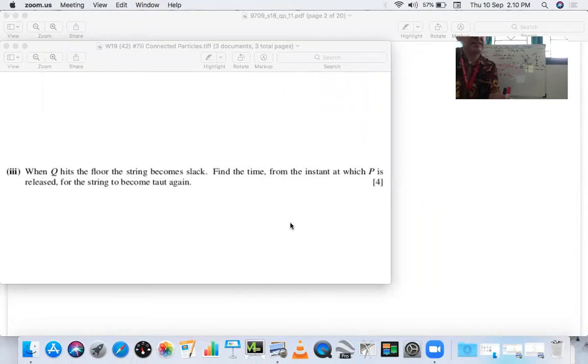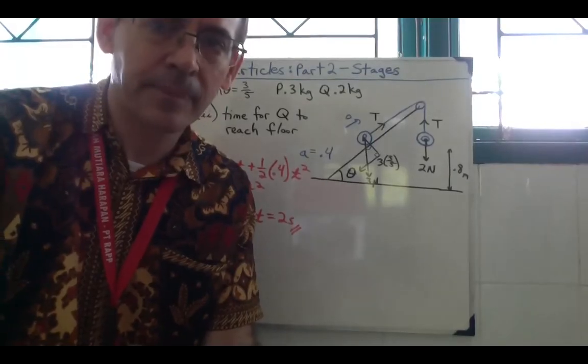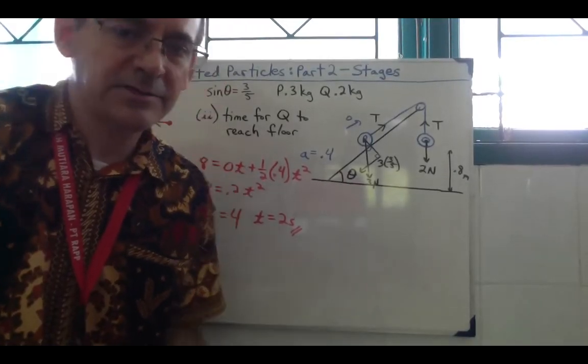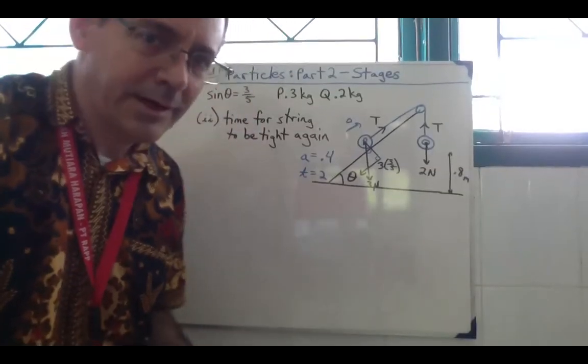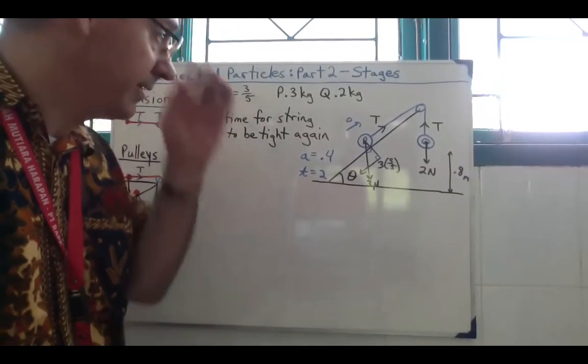When Q hits the floor, the string becomes slack. So this is where we get a change in the stage. Find the time from the instant at which P is released for the string to become taut again. Okay, so let's think about what's going on here.